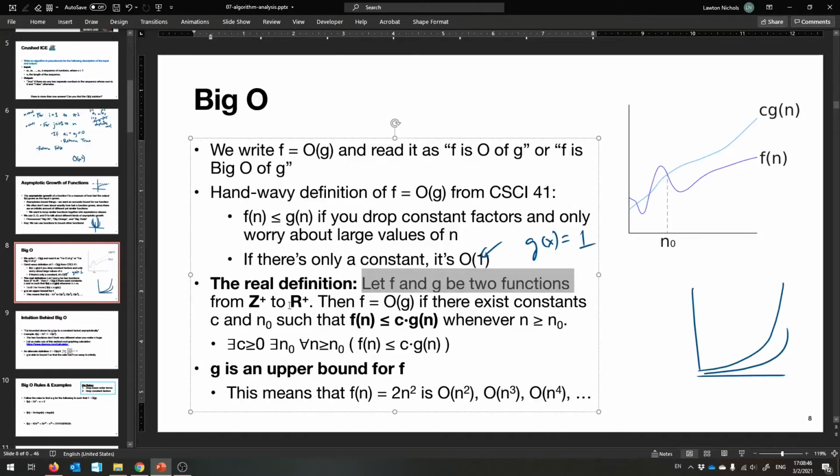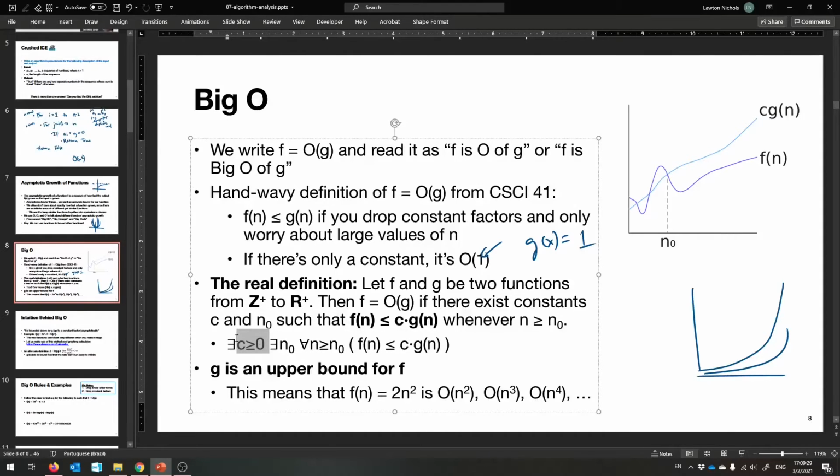okay, we have two functions, f and g, and they take integers to real numbers, okay? Positive integers to positive real numbers. That's not technically necessary, but it's the way your book does it, okay? Then we will say that f is big O of g if there exist, oh man, this is why we had to learn so much math to get here, if there exist constants c and n naught, such that f of n is bounded above, it's always less than or equal to c times g of n. Okay, we get to multiply g of n by a constant whenever n is greater than n naught. Okay, so this English can be translated to this math.